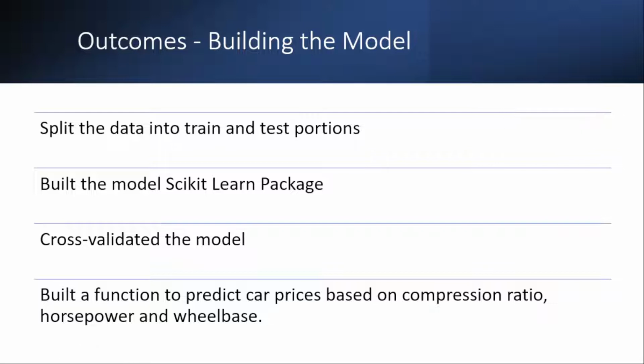Next, I decided to build the model using Python to predict car prices. What I did was to split the data into the train and the test portion first, then build the model using the scikit-learn package, where I was pulling the regression method from the package called scikit-learn, and then I cross-validated the model. Finally I built a function to predict car prices based on compression ratio, horsepower, and wheelbase. Perhaps I can show you my code on how I did that.